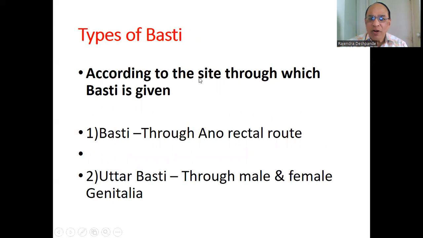Types of Basti, according to the site through which Basti is given. Normal Anuvasana Basti and Niruha Basti are given through the anorectal route. Uttara Basti is another type of Basti, given through male and female genitalia, like the vagina or the penis, through which some medicated oils are given. That is called Uttara Basti. We are going to see all these things in detail. There is already a video regarding Uttara Basti on my Panchakarma playlist and on my Ayurveda Academy channel. Please check it out.